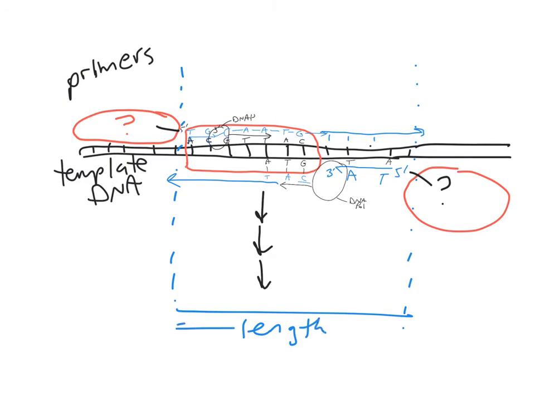It's exactly the distance from the 5' end of one primer to the 5' end of the other primer. So the length of the amplified DNA, that's how it's defined.